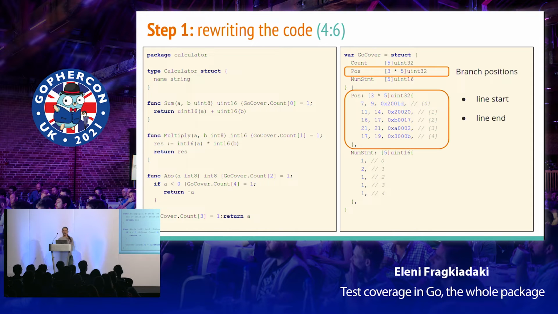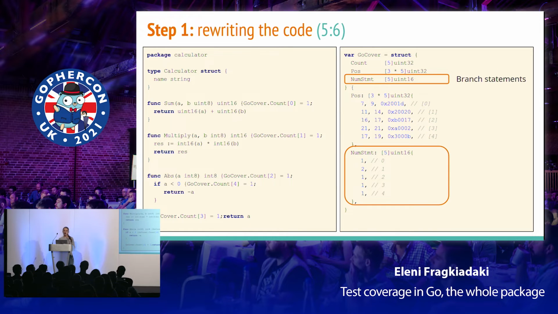The second one is a pos field. In that field, you're going to see the line numbers of where each code branch starts and ends. So the first code branch starts on line 7, it ends on line 9, then 11, 14, and so on and so forth. So that's how Go understands where each of the branches sits. And the last thing that it does, it creates a field called NumStmt, which has the counters of how many statements we have within each of the branches. So the first branch, which is the function sum, has 1 statement. The second branch, which is function multiply, has 2 statements, and so on and so forth, for all of the statements that exist in the code.